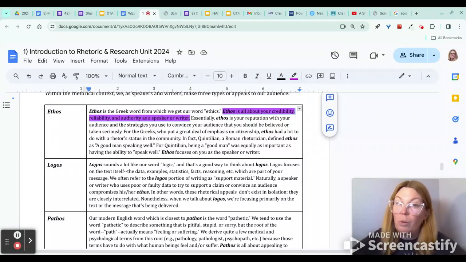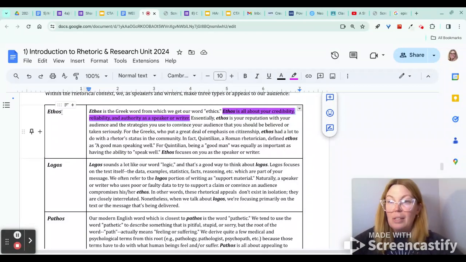For the Greeks, who put a great deal of emphasis on citizenship, ethos has a lot to do with the rhetor's status in the community. The rhetor is the speaker. In fact, Quintilian, a Roman rhetorician, defined ethos as a good man speaking well. For Quintilian, being a good man is equally as important as having the ability to speak well. Ethos focuses on you as the speaker or the writer.